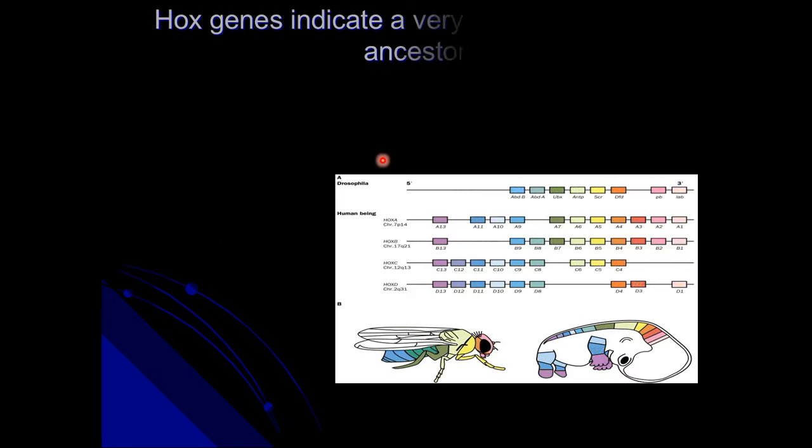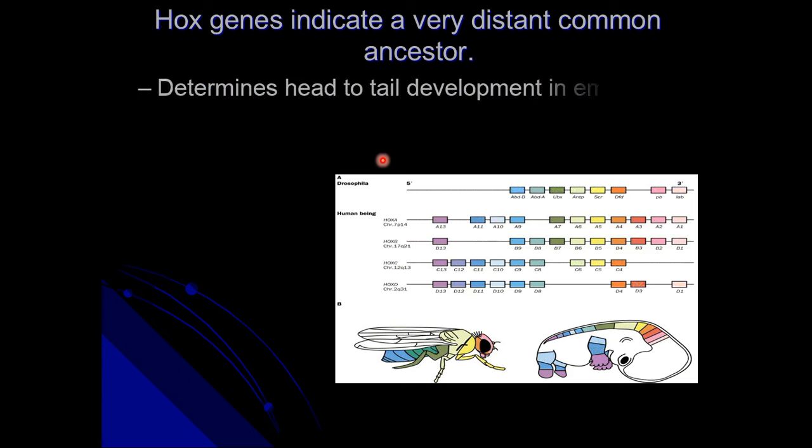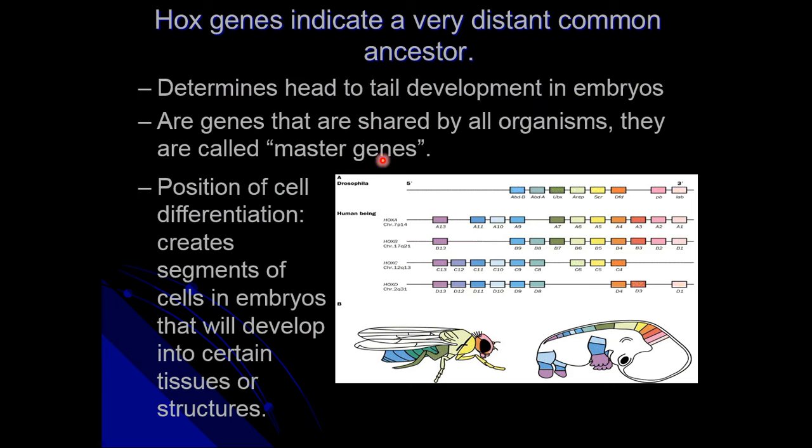Hox genes also indicate a very distant common ancestor, and a Hox gene is what determines head-to-tail development in embryos. All animals share these genes, so it's called a master gene. This is one of the criteria for being in the kingdom Animalia. Basically, it just tells cells, based on their location, what they develop into. So if you're at the top, then you develop into the head and the brain, right? And if you're at the bottom, you develop into the extremities. If you're in the middle, then that's going to be the torso and the internal organs. So it's really just based on location in the very early stages of development. Insects have this, humans have this, anything in the kingdom Animalia has this gene to determine how our cells figure out what type of cell they're going to be.